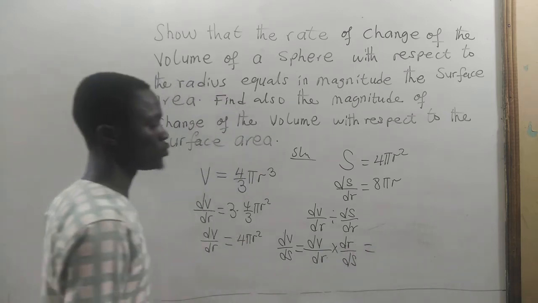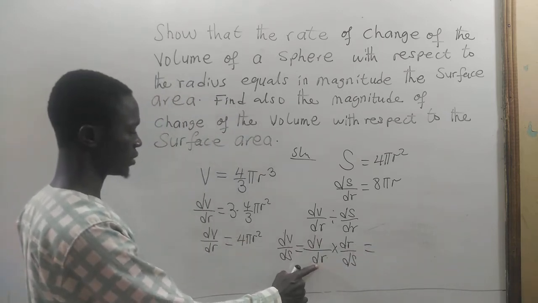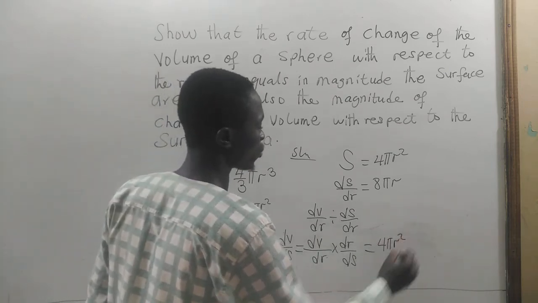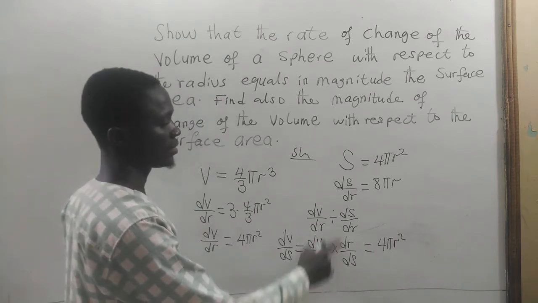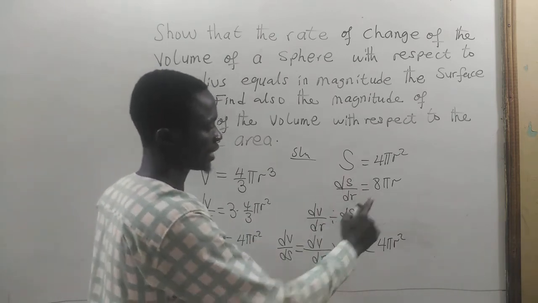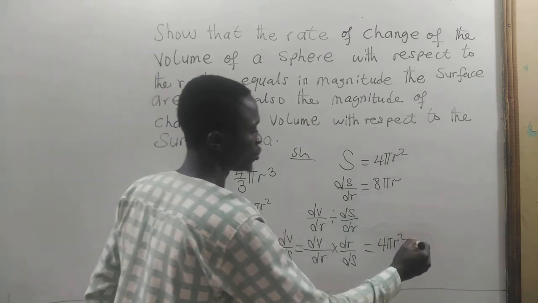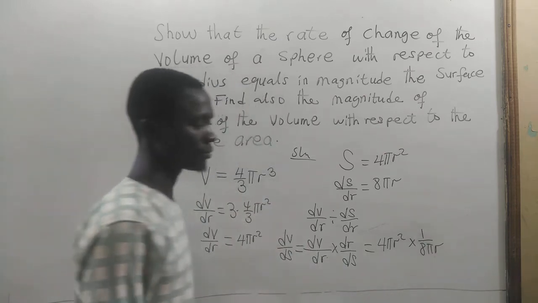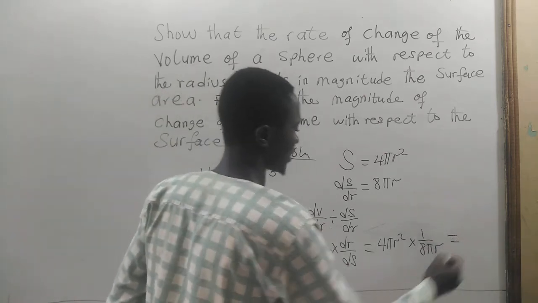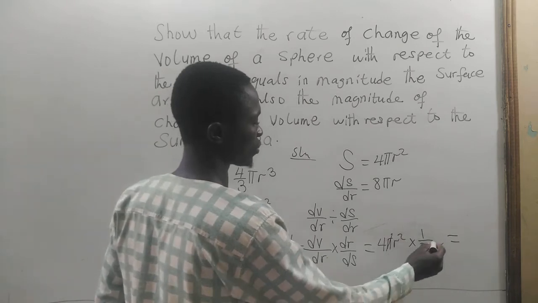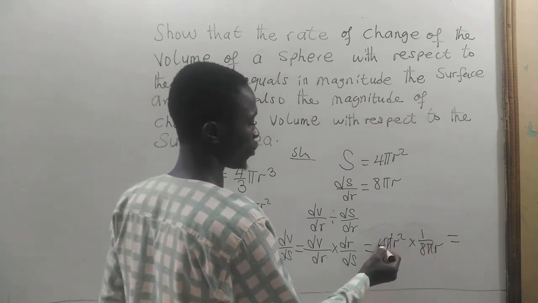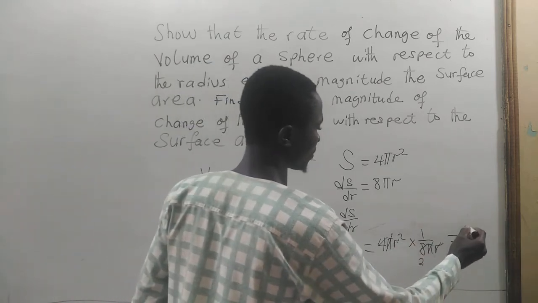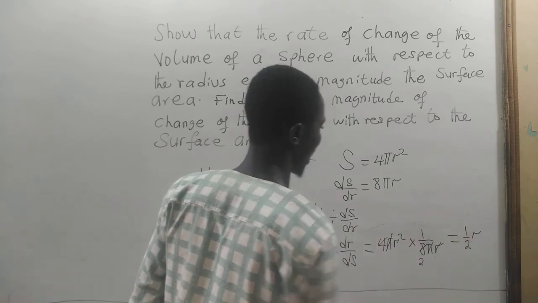So this is equal to the dV on dr, which is 4 pi r squared. So you put 4 pi r squared. And we've seen that the dS on dr has turned upside down. So we turn this one upside down to get 1 divided by 8 pi r. And this will give us pi will cancel pi, 4 will cancel 8 to give 2, and r will cancel one of the r. So we are going to have half of r.